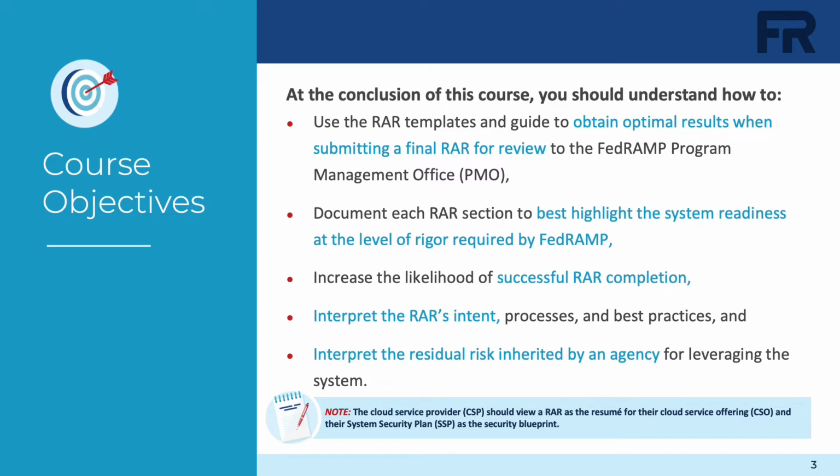At the conclusion of the course, the material covered should support your understanding of the following: how to best utilize the FedRAMP Readiness Assessment Reports, templates, and this guide to obtain optimal results when submitting a final RAR for review to the FedRAMP Program Management Office, or PMO. How to document each RAR section to best highlight the system readiness at the level of rigor that FedRAMP requires. How to increase the likelihood of successfully completing a RAR. How to interpret the RAR's intent, processes, and best practices. And finally, how to interpret the residual risk inherited by an agency for leveraging the system. A CSP should view a RAR as the resume for their cloud service offering.